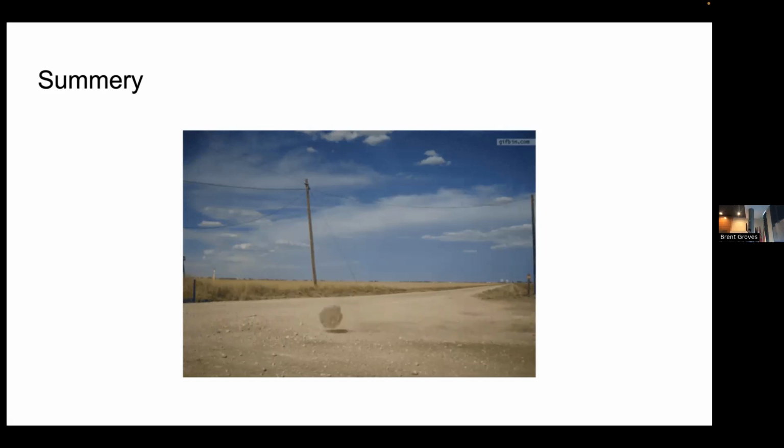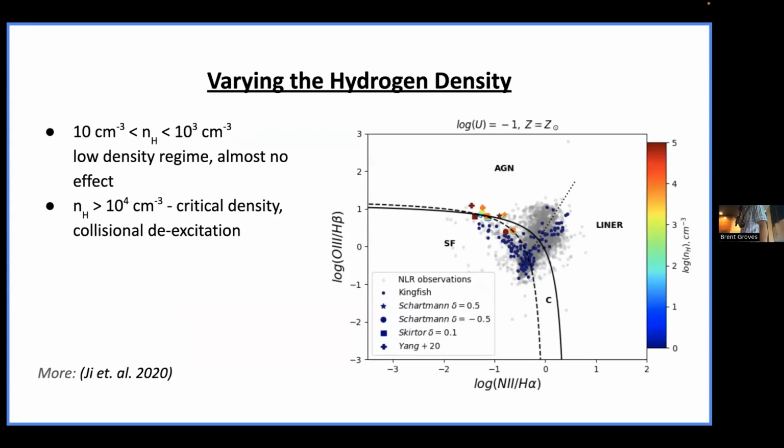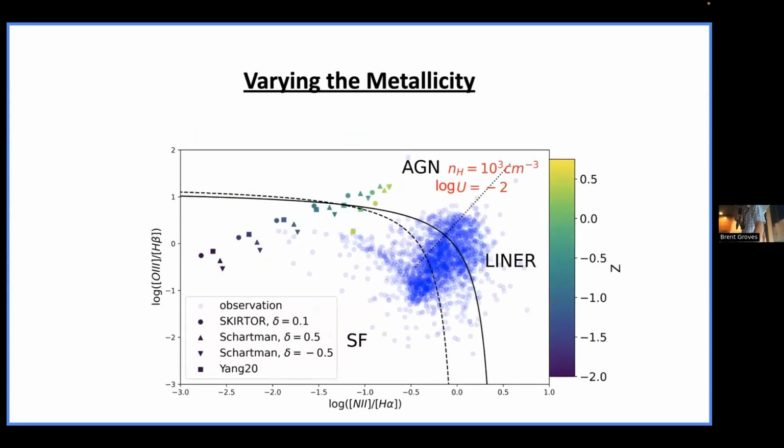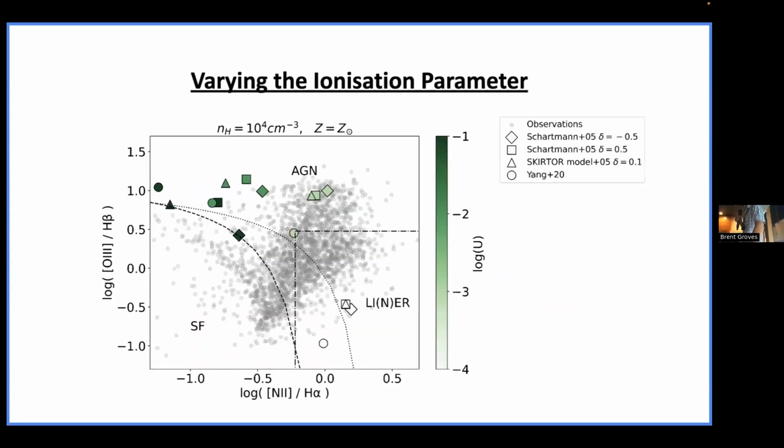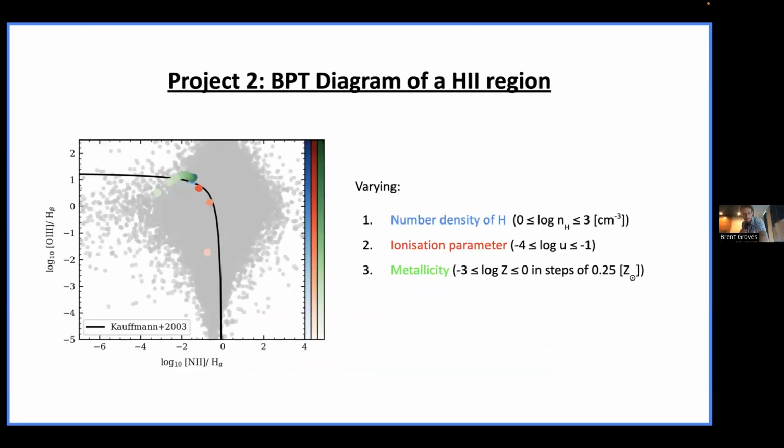I was wondering, in your BPT diagram, in the first part, what are the background gray colors? Because I can see it extends to -6 in the... not this one. I think the first time you showed the BPT diagram. This one? No, I think that one, yeah. You mean what are the gray points? Yeah. Observations. Yes.